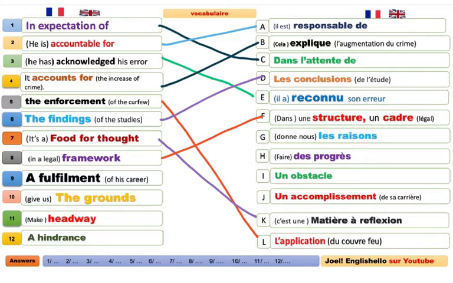Fulfillment, accomplissement, réalisation. All right. A fulfillment of his career, l'accomplissement de sa carrière.